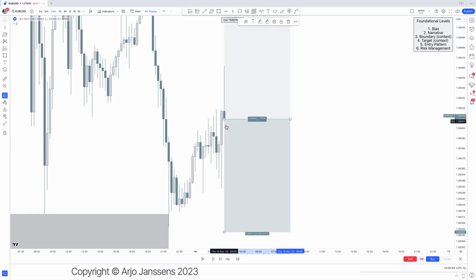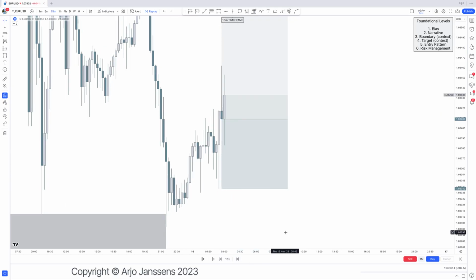So now you want to pay attention because now there's actually something to do in the market. And now we need to actually execute on the idea right there.